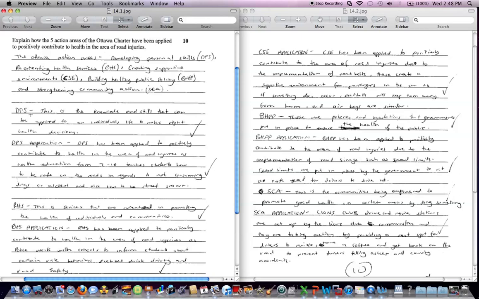Students were able to include the area of the Ottawa Charter, but didn't give an explanation of what it was first of all. So they just launched straight into not so much the application, but some examples that would relate to road injuries that go with develop personal skills, but didn't tell us what develop personal skills was. Not all students were able to include all areas of the Ottawa Charter, which was a little bit disappointing. You'd think that they should be able to do it. So they're setting out all areas of the Ottawa Charter and actually giving an explanation before we then go off and show how it's been applied.